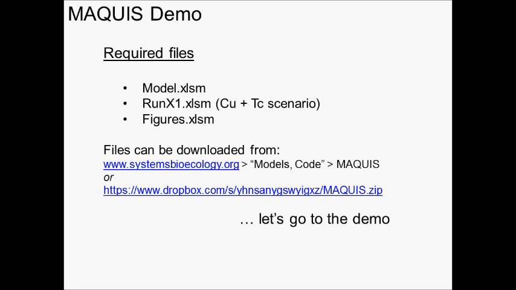We're going to go through a hands-on application of the model, and I'll just highlight that you basically need 3 files, and we're going to go through the download here together: model, run x1, and figures. Run x1 is a model scenario that includes copper and tetracyclines together. You can download the files from my website, or you can use this direct link.